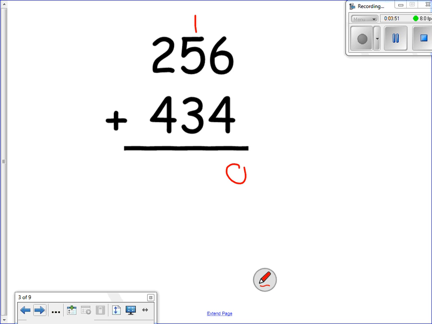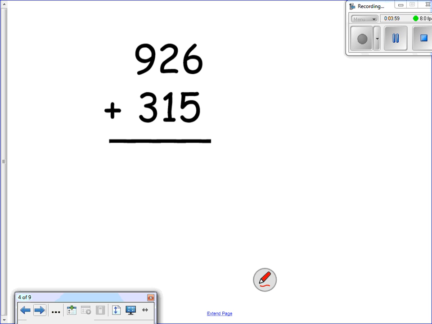We have 10. 1 plus 5 is 6, plus 3 we have 9, 2 plus 4 is 6. So my answer is 690. Keep going here. 6 plus 5 is 11. 1 plus 2 is 3, plus 1 is 4. 9 plus 3 is 12. Then I put a comma in there.